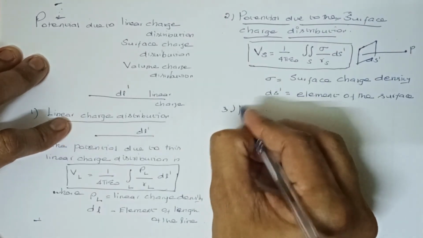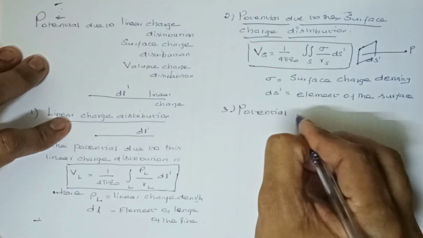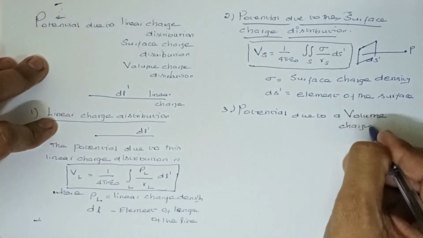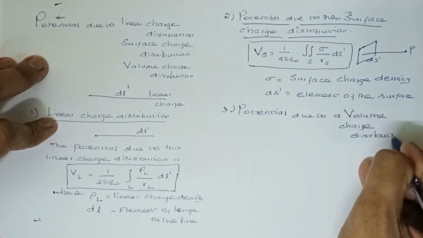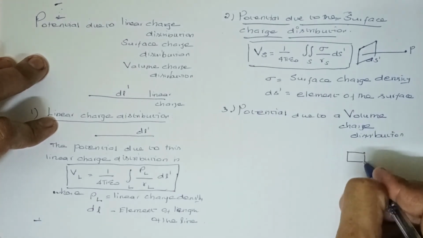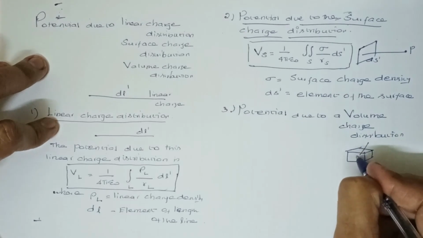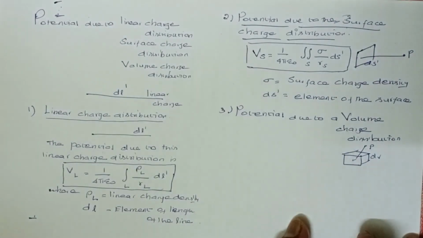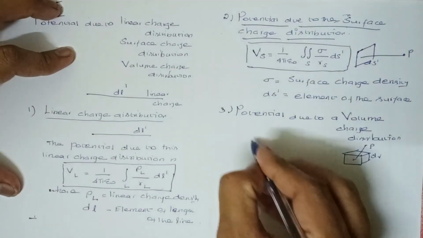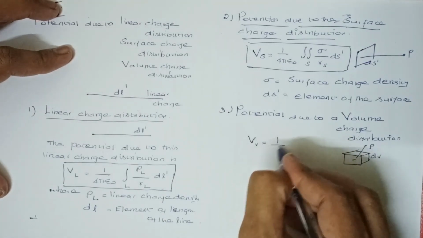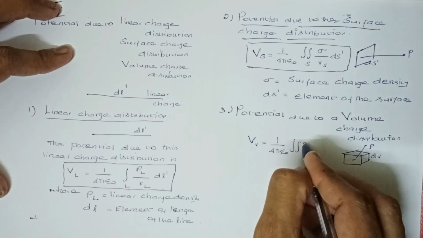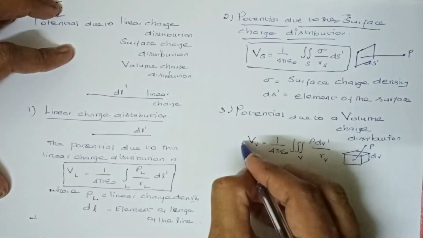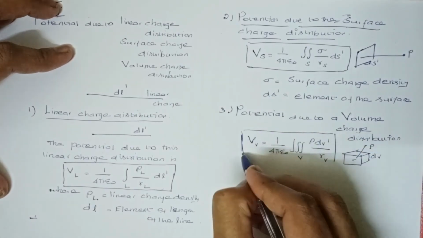Then the third one, which is the potential due to the volume charge distribution, three dimension. So we can draw a cube and find what is dV at a particular point, and from that find the volume charge distribution. V is equal to 1 by 4 pi epsilon naught integral, three dimensional, of rho dV dash by RV. So this is the formula for the volume charge distribution.